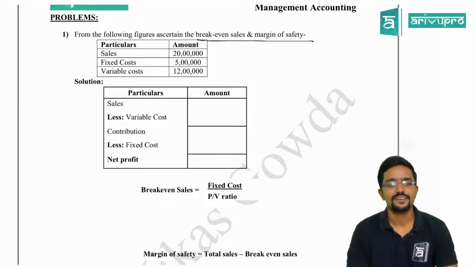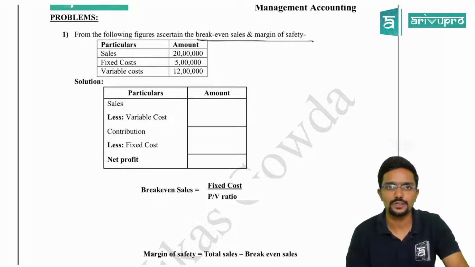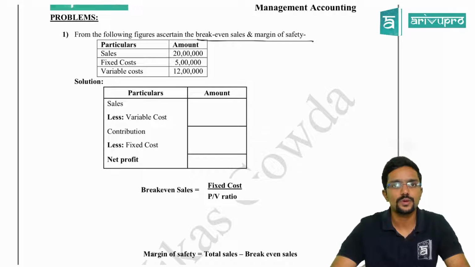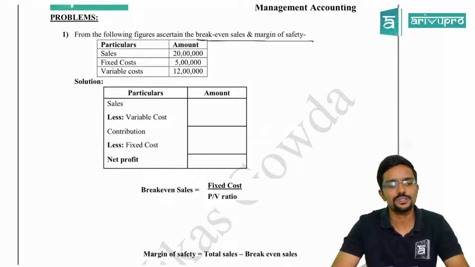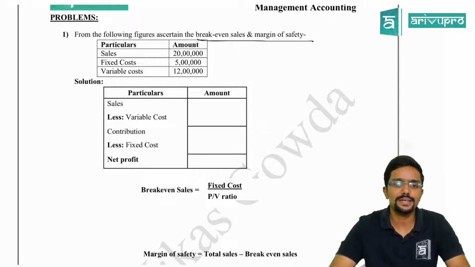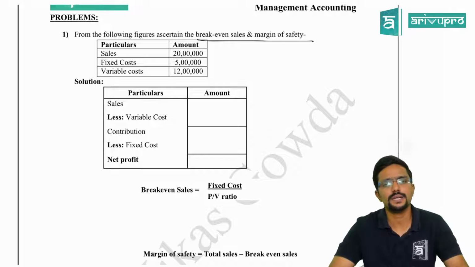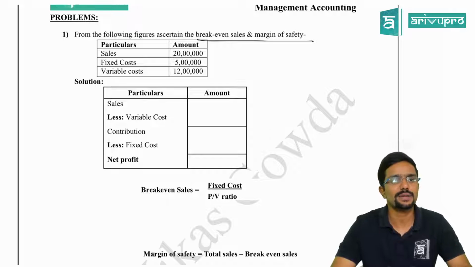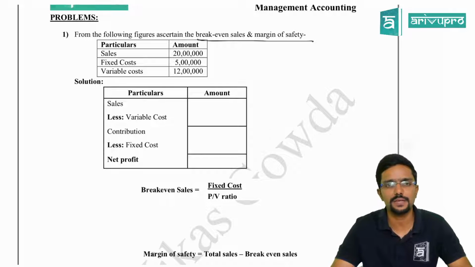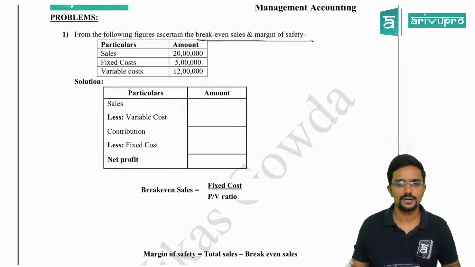Yeah, anyway, we'll continue. So PV ratio is not given. So we have to find out PV ratio. To find out PV ratio, we require contribution because PV ratio is equal to contribution by sales. Then coming to margin of safety. Margin of safety is very simple. Total sales minus break-even sales. So once I calculate break-even sales, my margin of safety will become easy. Chalo, we shall do it.